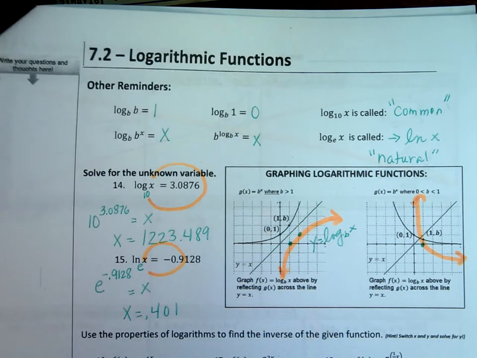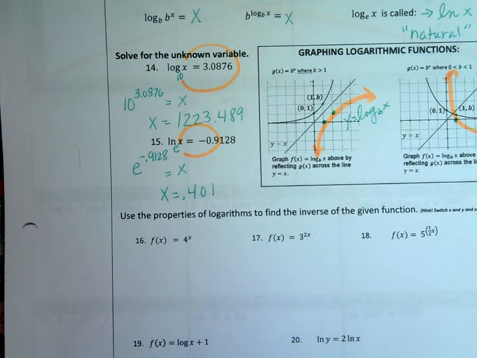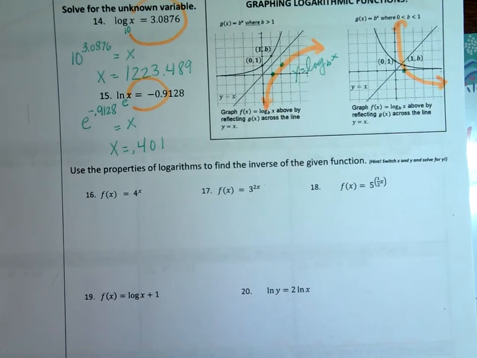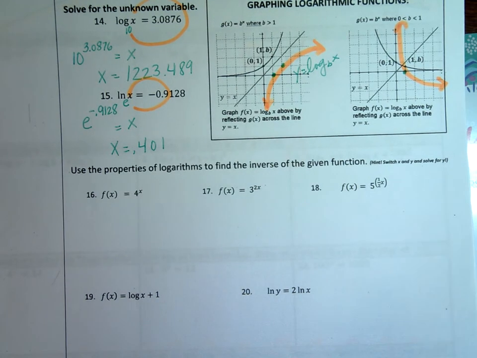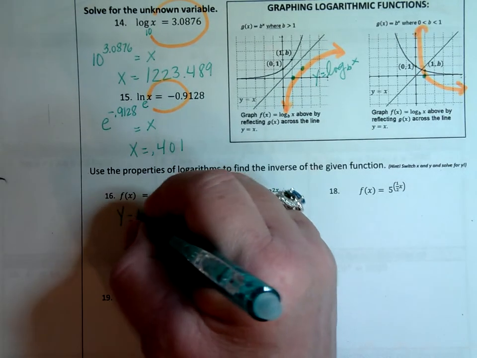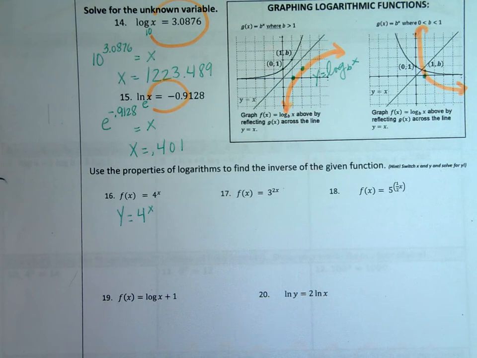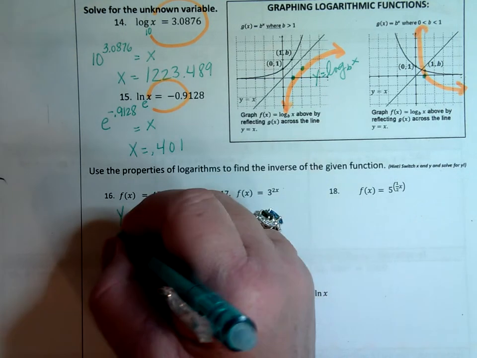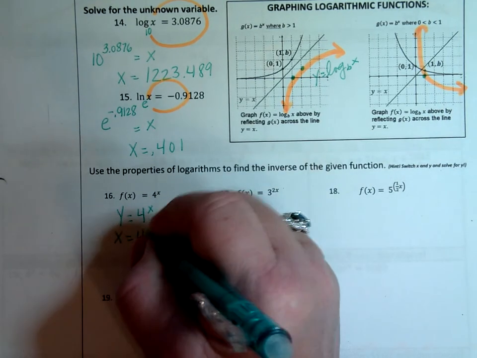All right, last set. 16 to 20. Use the properties of logarithms to find the inverse of the given function. Hint: switch x and y and solve for y. All right, so let's try that. F of x, remember the rules for inverses. Number 1 was change the f of x to a y. Same thing, y equals 4 to the x. Switch the x and y. X equals 4 to the y. Solve for the new y.